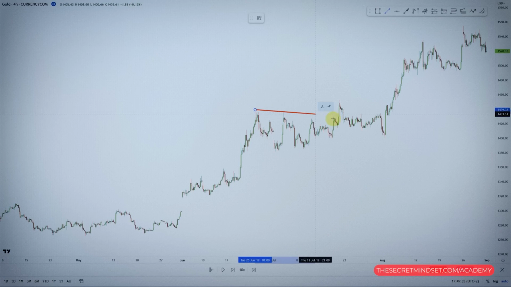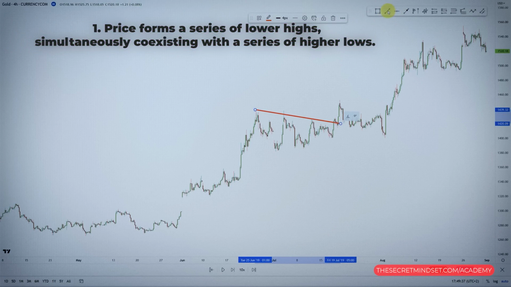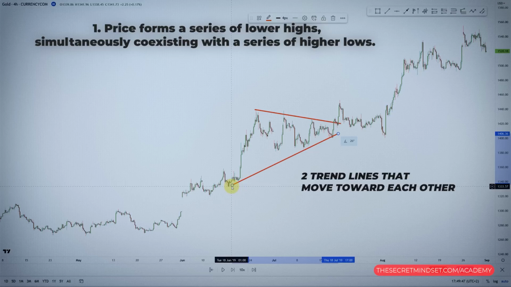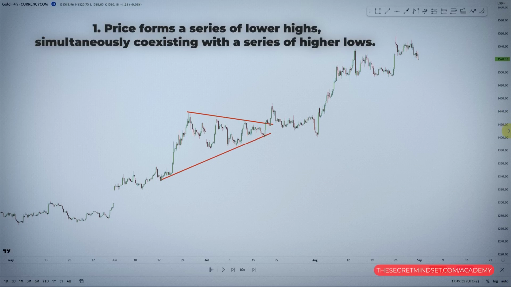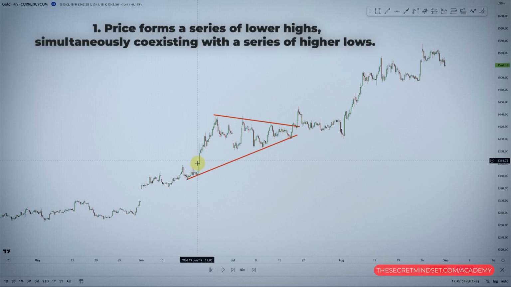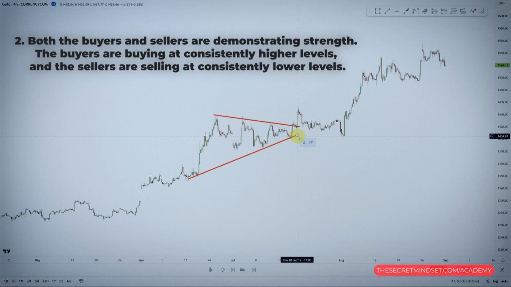A triangle consists of two opposing trend lines. Imagine that a series of lower highs appears on a chart, simultaneously coexisting with a series of higher lows. The result would be two trend lines that move toward each other. This formation is known as a symmetrical triangle and has no directional bias. This is because both the buyers and sellers are demonstrating strength. The buyers are buying at consistently higher levels, and the sellers are selling at consistently lower levels.